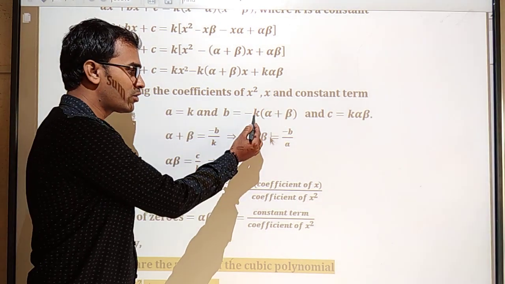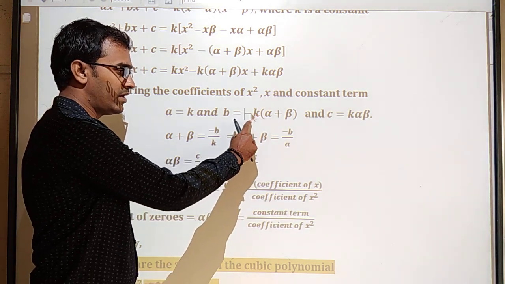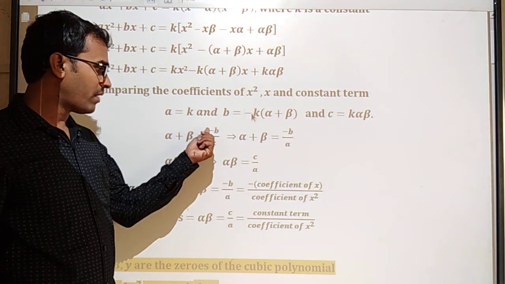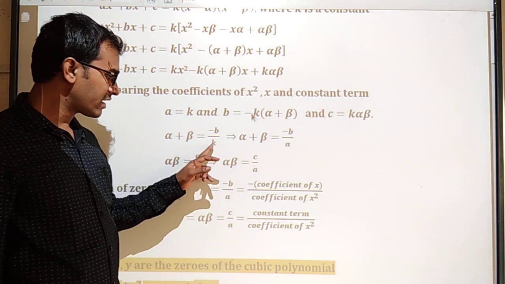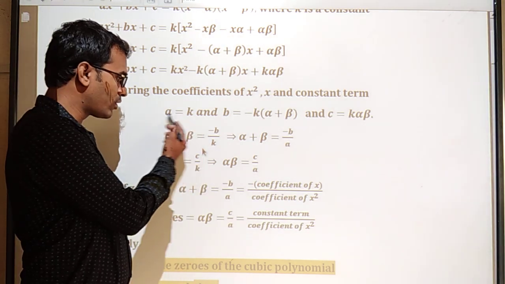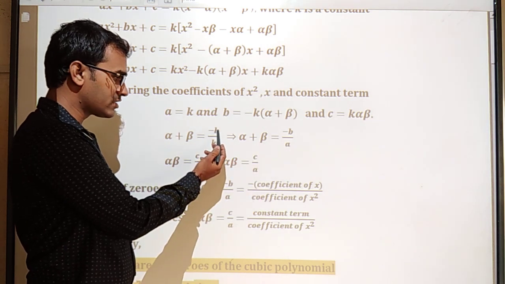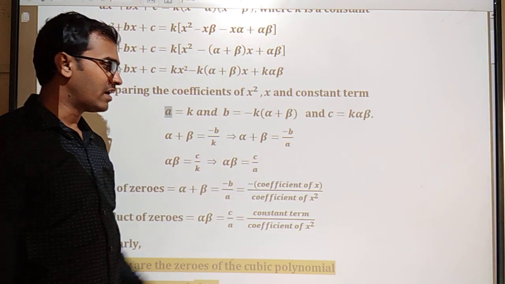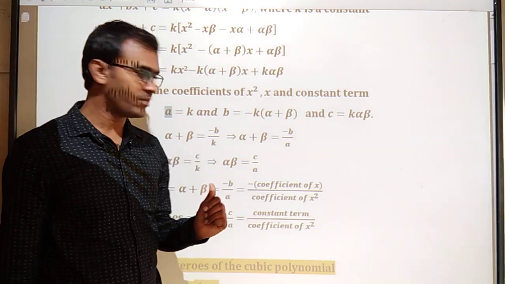Alpha plus beta equal to b upon minus k. Therefore, alpha plus beta equal to minus b upon k. Then again, what is k equal to? k equal to a. Therefore, alpha plus beta equal to minus b as it is. Here, k equal to a. The sum of zeros, alpha plus beta, equal to minus b upon a.